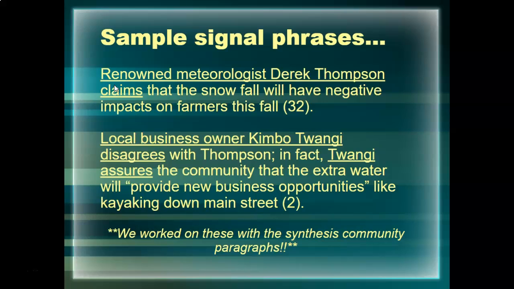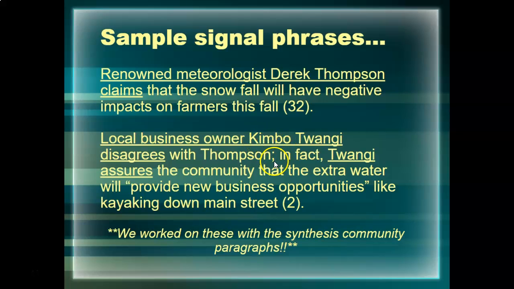Okay, but then the next example that I've got there for you provides two other different ways to provide a signal phrase. So local business owner Kimbo Twangy disagrees with Thompson. So this verb here tells me that there is a dispute, that they are going to be challenging something that has already been stated. And I've cited the person in the sentence.